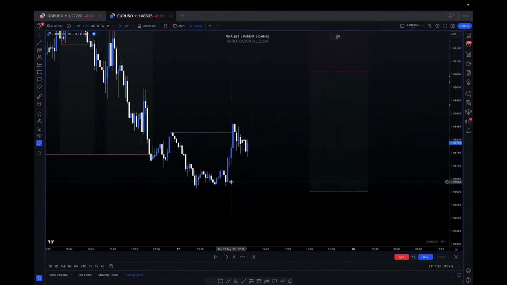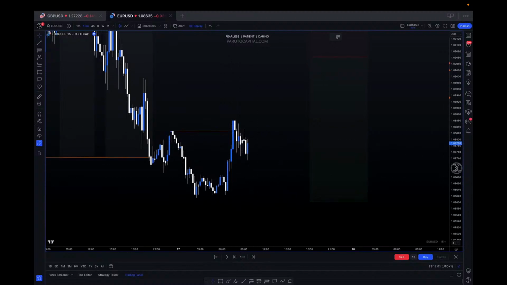This is around 9:30 a.m. So this was basically 6:45 a.m. You can see that by 6:45 a.m., price pushed and created a break of structure. So what do we now expect based on this?